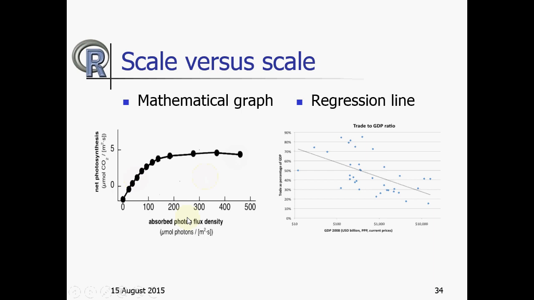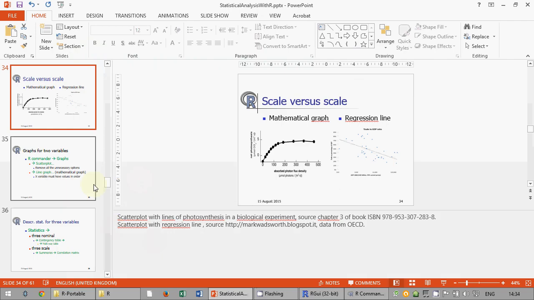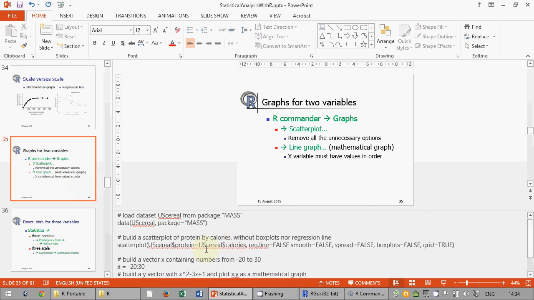Here it's absorbed photon flux density by net photosynthesis. So remember, practically it's a scatter plot, but the values of the x variable, first of all, must not be repeated. So if you have a value of 100, you cannot have another value of 100. And then they must be put in order, so R can connect the points. Let's see how to do it.